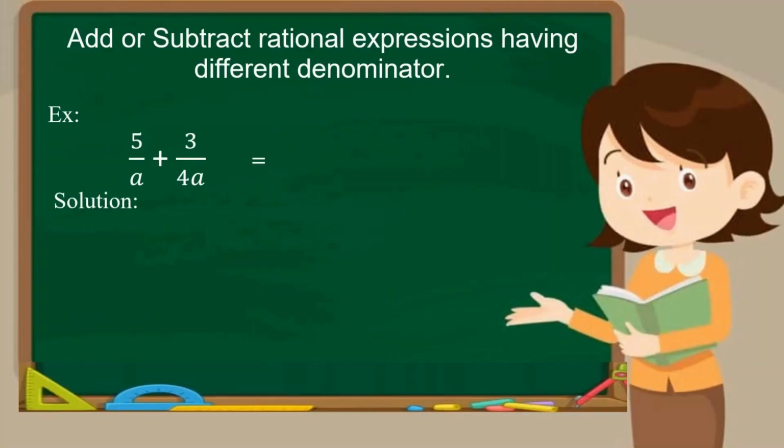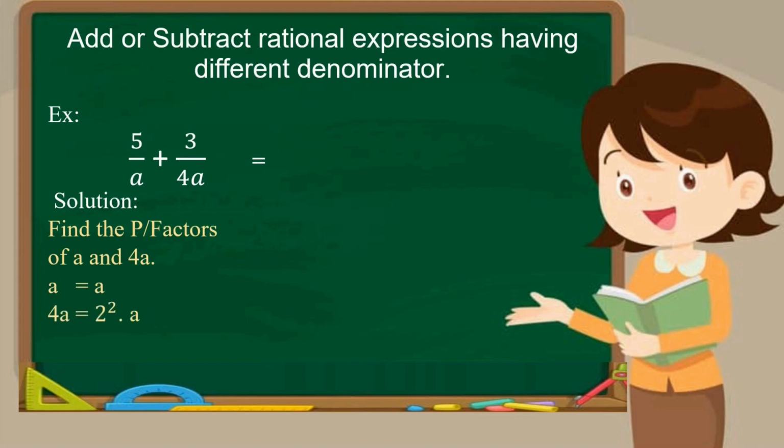Okay, next one. Let's add 5 over a plus 3 over 4a. Okay, let's find the prime factors of our denominators, a and 4a. The prime factor of a is, of course, the same, a itself. And the prime factor of 4a is 2 squared, or 2 times 2 times a.